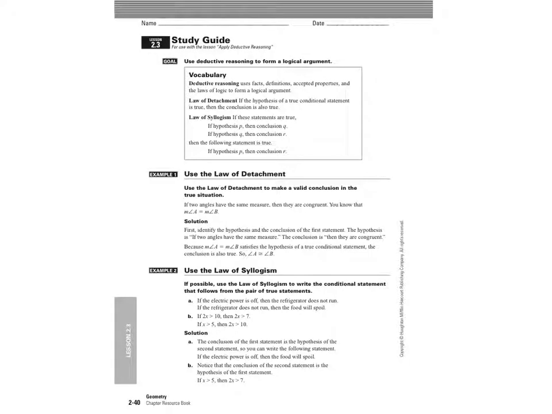2.3. Here is where you need to know the law of detachment and the law of syllogism. So I'm going to give you some statements, and you have to provide me another true statement based on it. And you're either going to apply the law of syllogism or detachment, just like you did on the quiz. Similar questions.